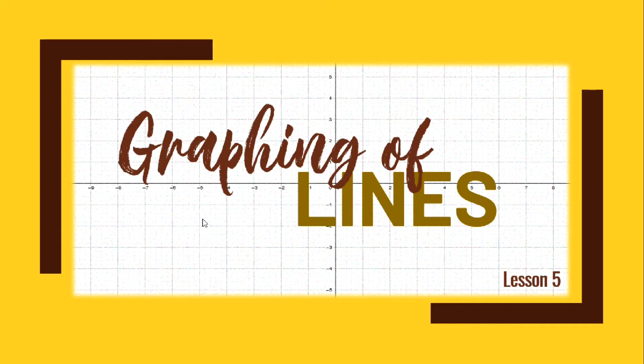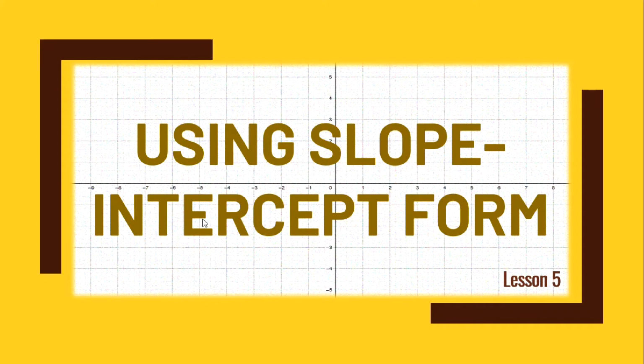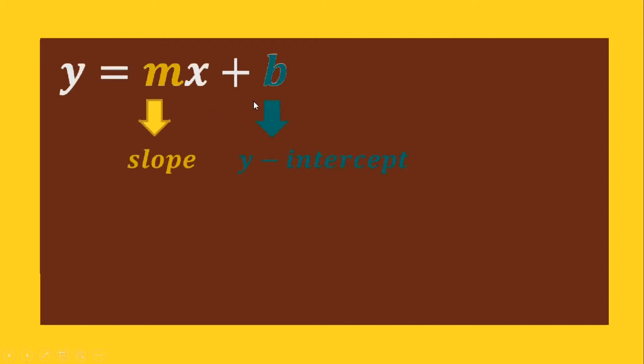In this video, I'll be discussing graphing of lines. So we have different ways on how we graph lines, but this time, I'll be discussing the three most common ways kung paano tayo nag-graph. First, we have using slope-intercept form. Remember, our slope-intercept form is y equals mx plus b, where m is the slope and b is the y-intercept.